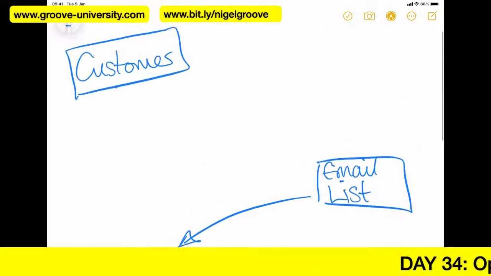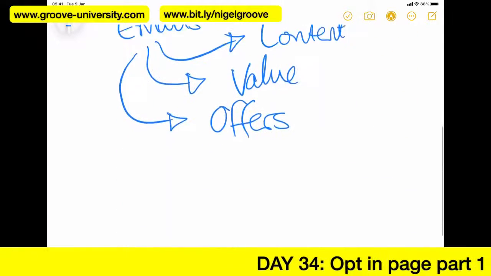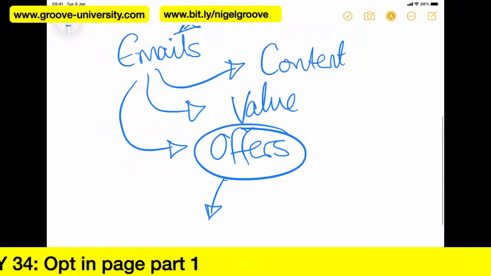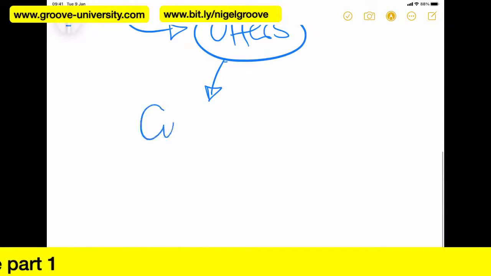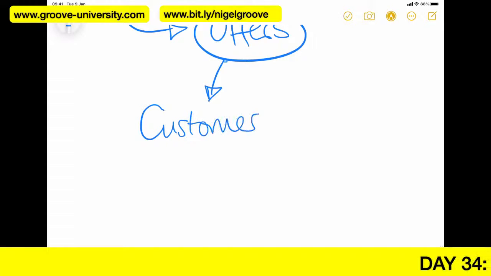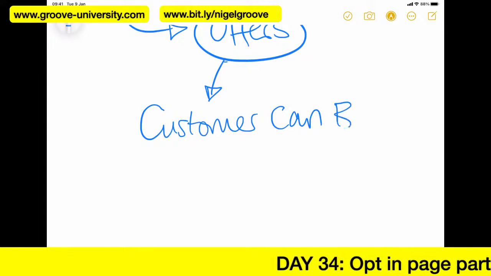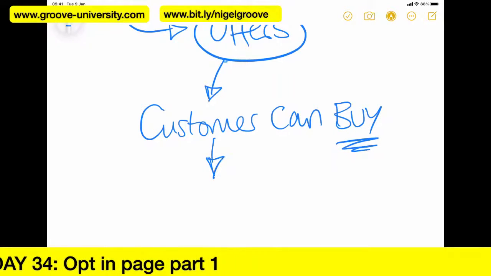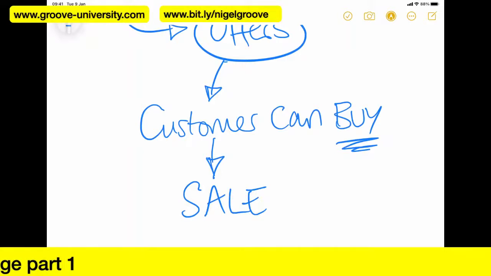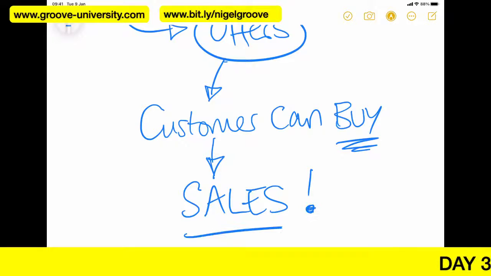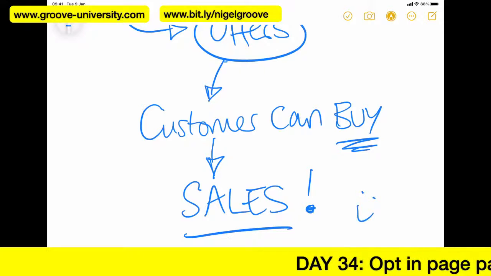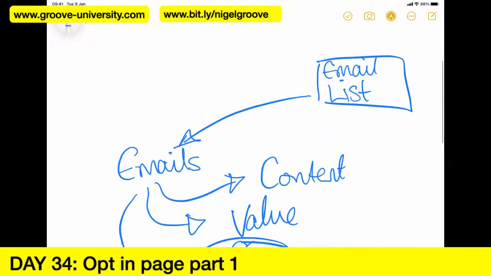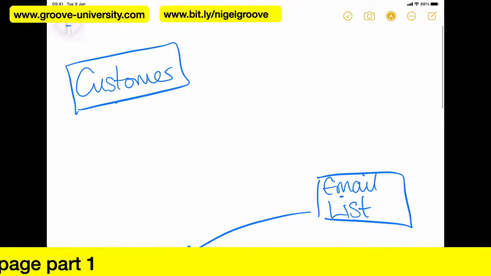Okay, but how do you get them there? And then if you've got an offer, then what could happen? A customer can buy. Okay, so in other words, that means you make sales. And that is what we want. However, coming back up here, customer.